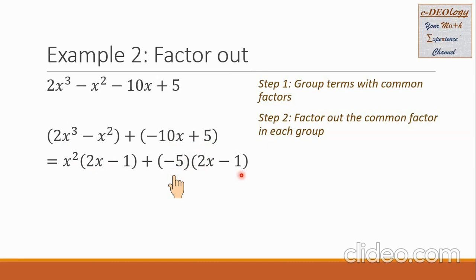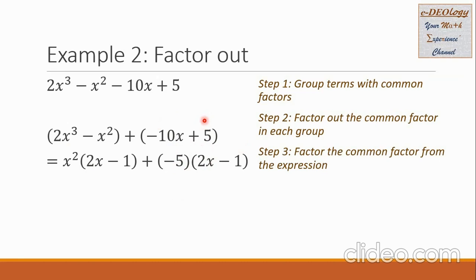Before going further, I must check myself if the factors are correct. The -5 multiplied by 2x, I will get the -10x back. The -5 times -1 is +5. So these factors are correct for the second group.